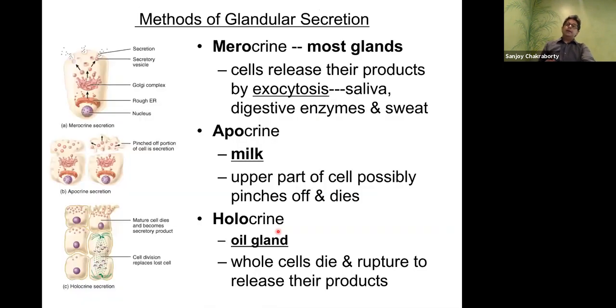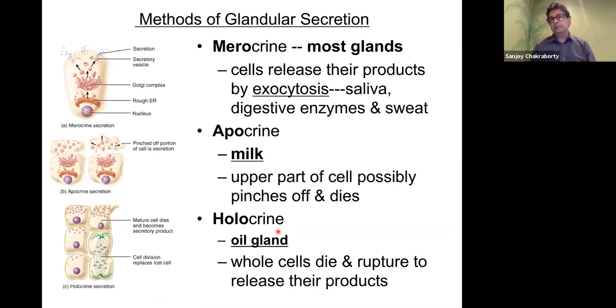According to the method of secretion, like how they secrete, the mode of secretion, there are three types: monocrine gland, apocrine gland, and holocrine gland. Monocrine, most exocrine glands are like that. They use simple exocytosis. We studied exocytosis. They create a vesicle, bring it, fuse it with the membrane, and it's just spitting out.